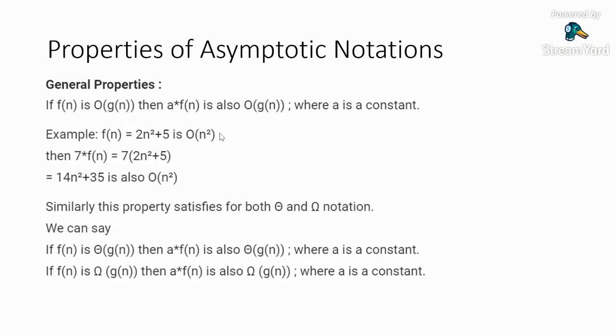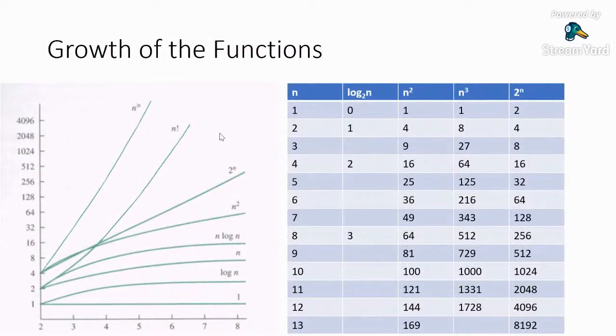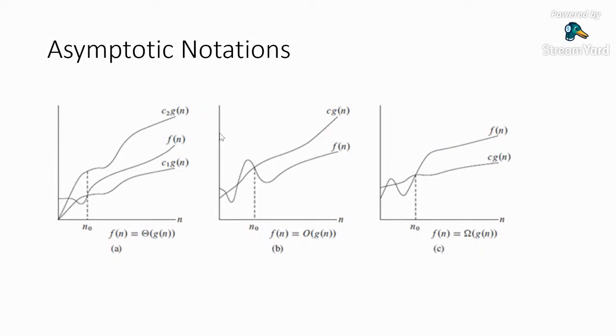Hello, good afternoon. Last time we have seen some properties of asymptotic notations, and we had also seen the growth of the functions. Let's take a quick review of this. What is big O notation, what is big omega notation, and what is theta notation. So this is the first notation, that is order of notation.